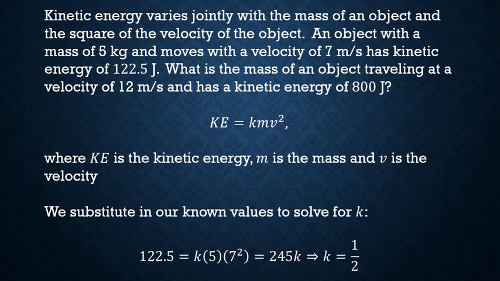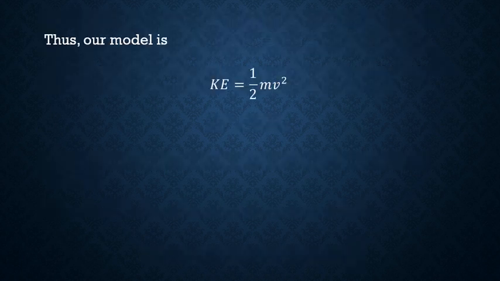Well, 122.5 gives me k times 5 times 7 squared. 7 squared is 49. 49 times 5 is 245. So we have 122.5 is equal to 245k. I solve for k by dividing both sides by 245, and thus k is equal to a positive 1/2. So now we have our model. Kinetic energy equals 1/2 times the mass times the velocity squared.